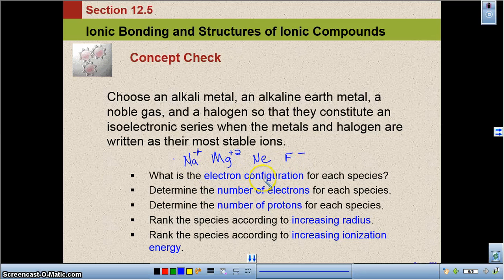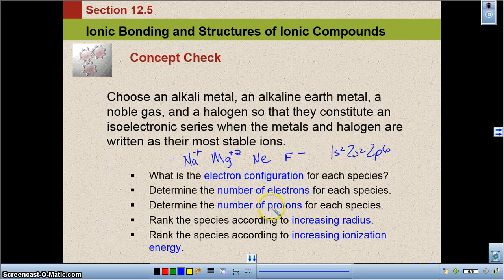What is the electron configuration for each species? They're all going to be the same as neon. So if we look at neon, we know it's going to be 1s2, 2s2, 2p6. And that's going to be the same electron configuration for all of these. Determine the number of electrons for each species. So there's 10 in this series.